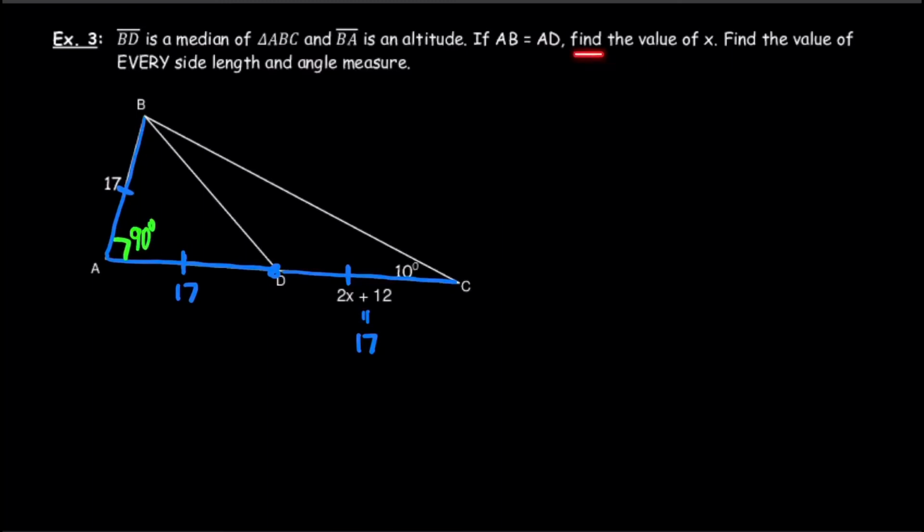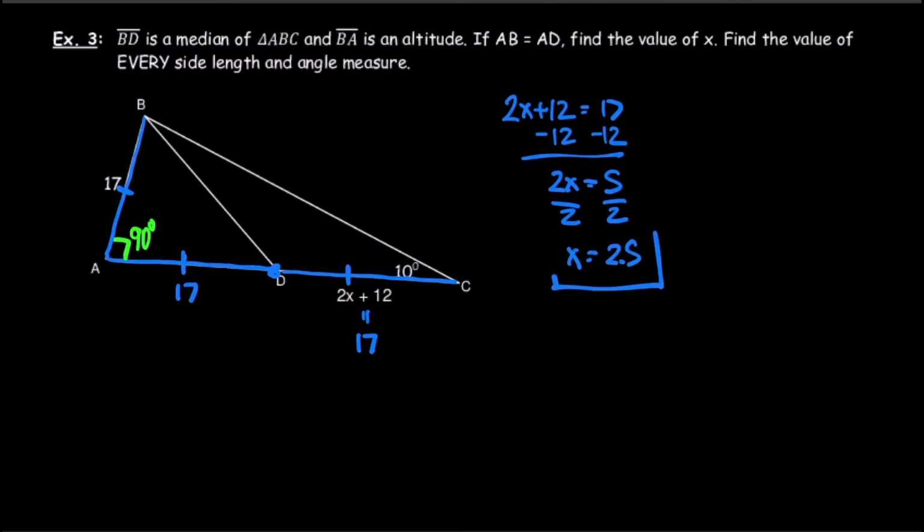The question wants me to find the value of x. Well, let's take care of that first. I think I can do it right here. Since that's 17, that's 17, that's 17. Here's my equation. 2x plus 12 equals 17. Subtract 12 from both sides. 2x equals 5, divide by 2, x equals 2.5. All right, that's taken care of, pretty straightforward.